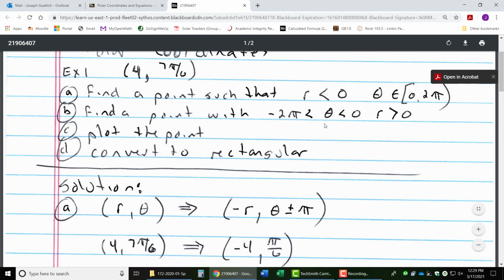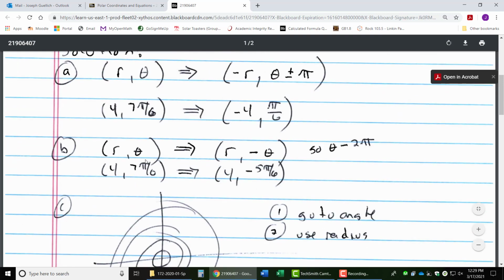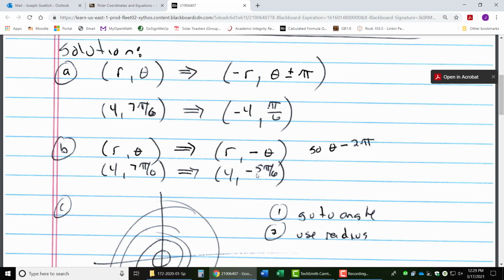Part B, we want the angle to be negative and keep the positive 4. So part B down here, positive 4, and this is just coterminal. So we take that 7 pi over 6, subtract the 2 pi, negative 5 pi over 6.